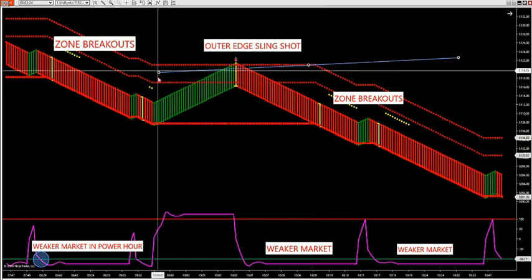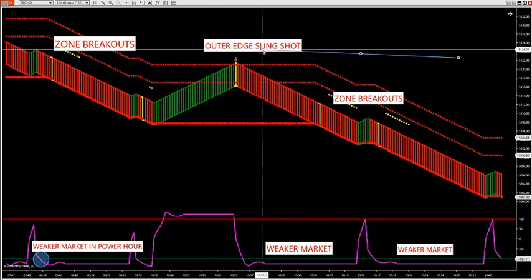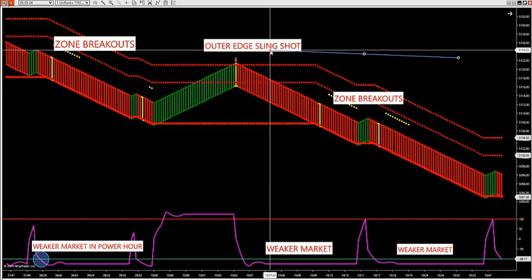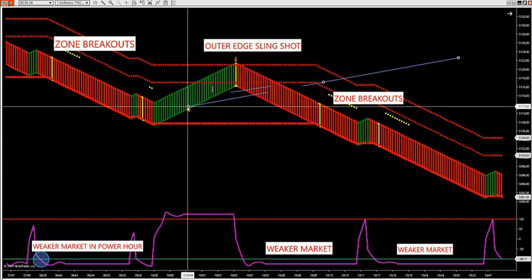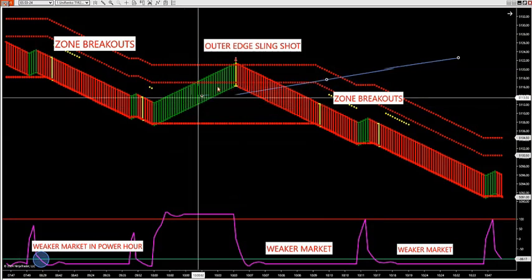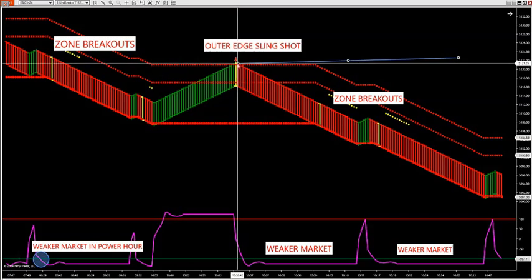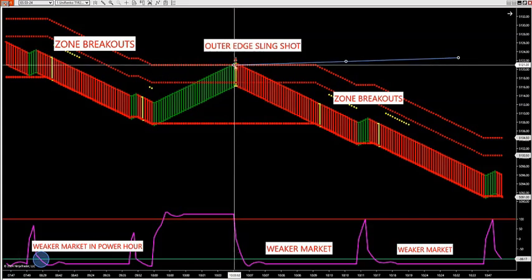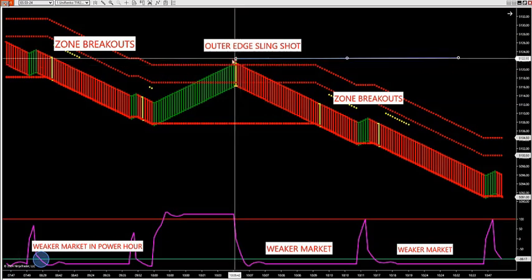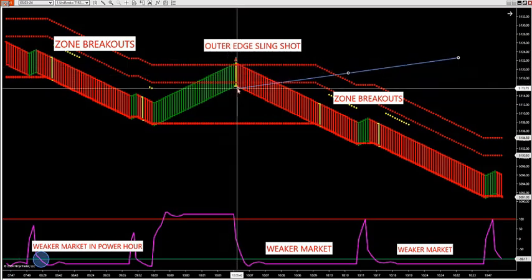So if this is a zone and it's red, the outer edge slingshot is one of my favorite setups in the room. It's where the market, the S&P or whatever market you look at, gets stretched and it closes outside of my outer zone by at least 1 candle. It closed outside by 1 candle. Yesterday at 10:05, this candle formed yellow. As soon as this candle closed, it turned yellow. It's live in the room.